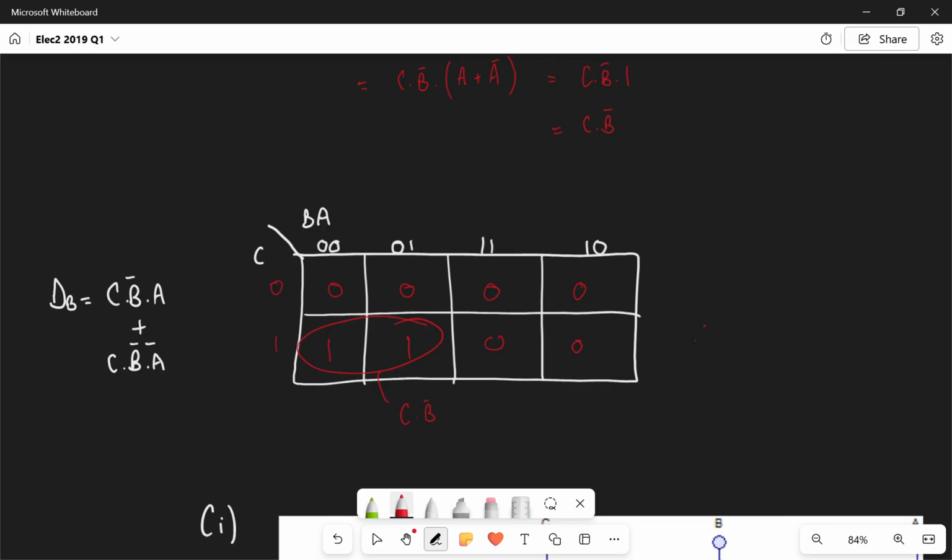And so our answer, therefore, is that DB is equal to C and not B, and you have a choice as to which method you want to use.